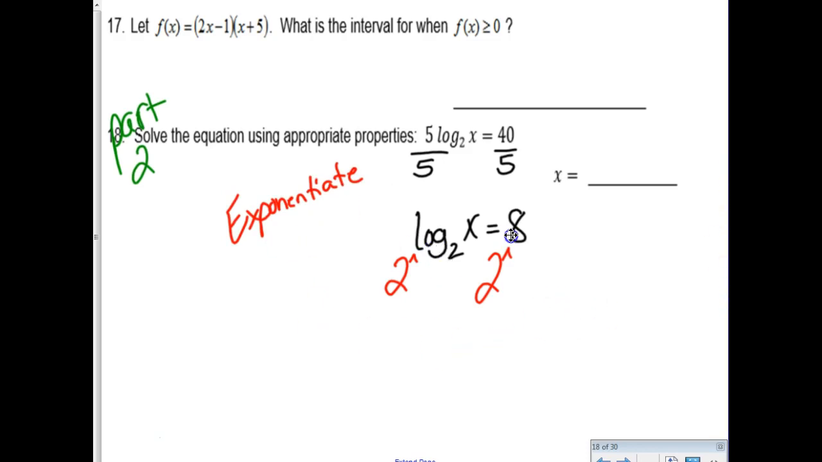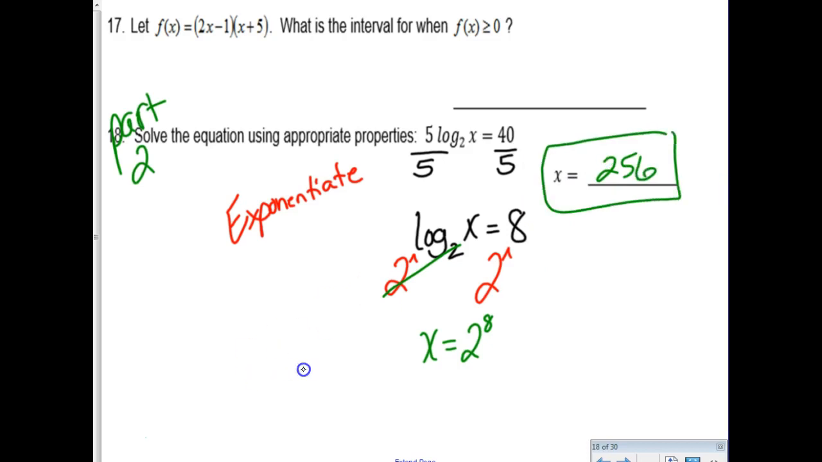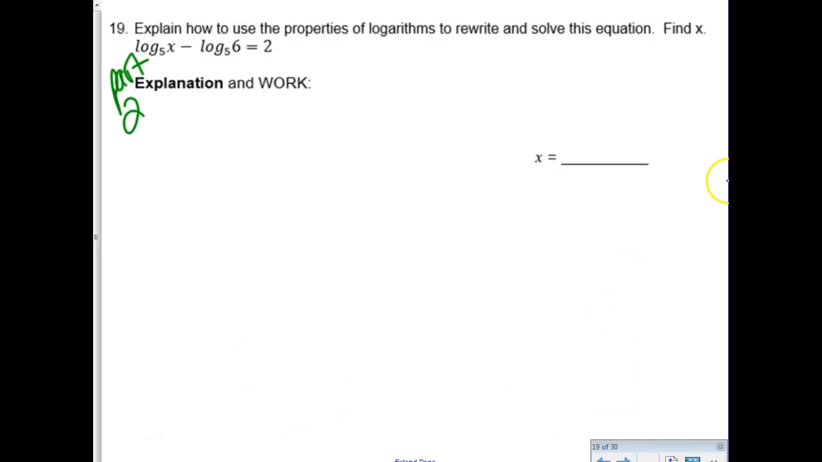So 2 to the log base 2 of x, these are going to knock each other out, and the x drops down. And then here you have 2 to the 8th power, which is something that I always have to type on my calculator because I don't remember that. Apparently it's 256. You should always check your answers on logarithms. I mean, frankly, you should always check your answer on everything, if possible, but that one was fine.